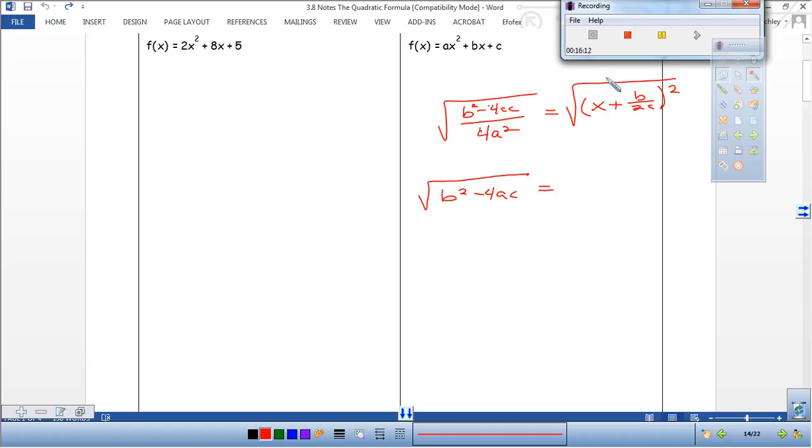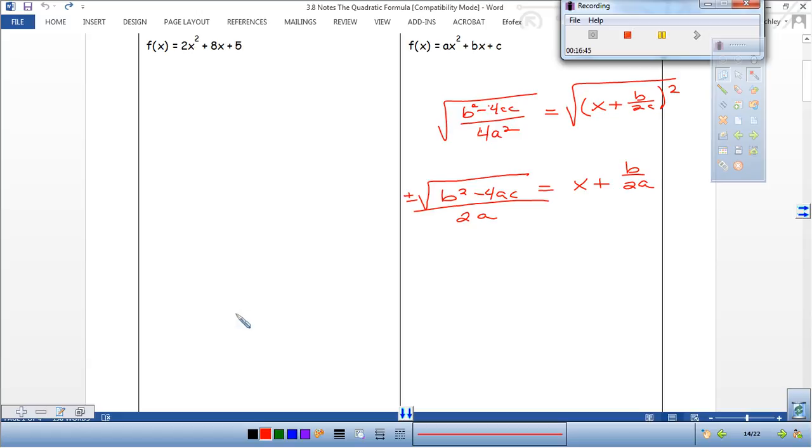Okay? When I square root this side, I still get left with x plus b over 2a, right? The top I can't simplify at all. It's still just going to be b squared minus 4ac. But the bottom, I know the square root of 4, and I know the square root of a squared. Class, what's the square root of 4? 2. And what's the square root of a squared? Just a. But I also need that plus or minus in front of it. Any questions over that?